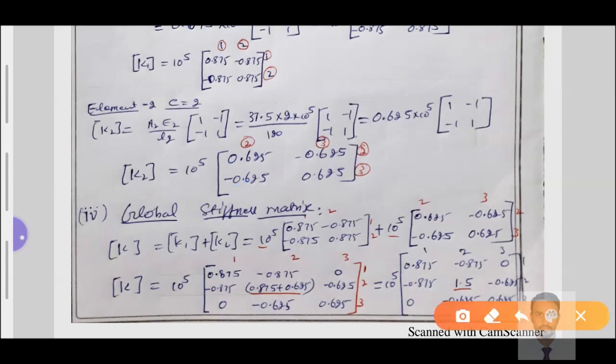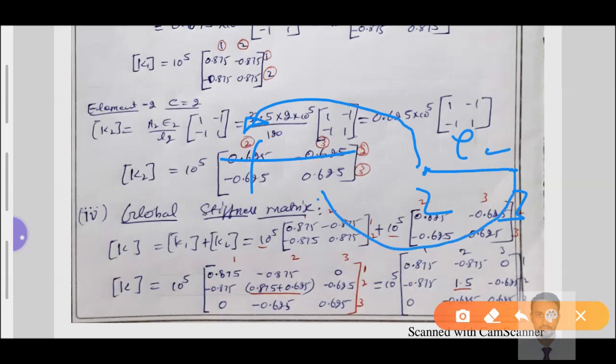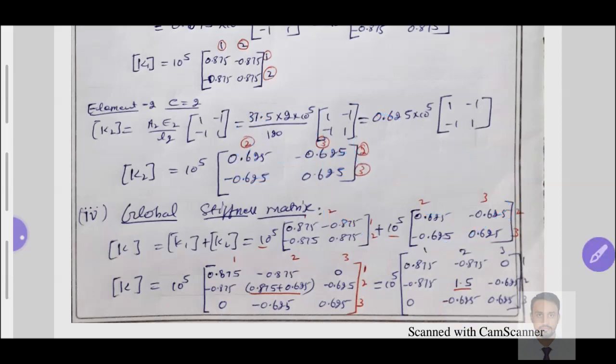Now this is the elemental stiffness matrix for element number 2, that starts from node number 2 and ends at node number 3. The characteristics of node number 2 is first row, first column. The characteristics of node number 3 is second row, second column. That is the reason I have named the first row, first column as 2 and 2, and the second row, second column as 3 and 3, based on the characteristics of the element.